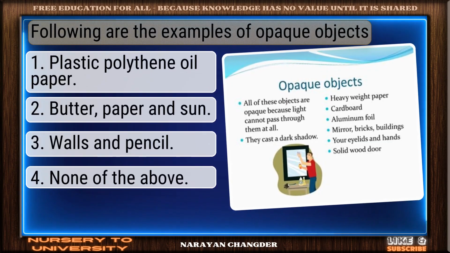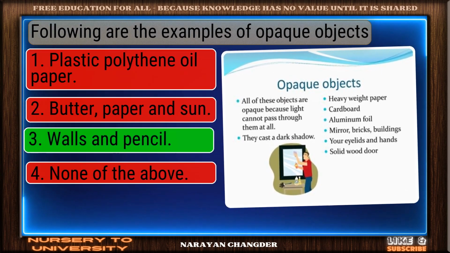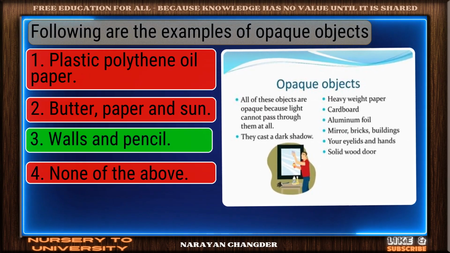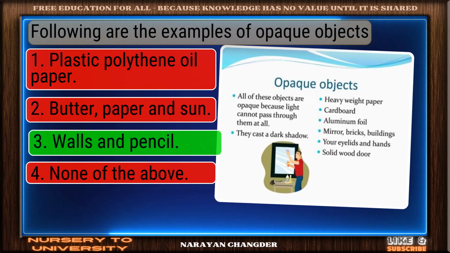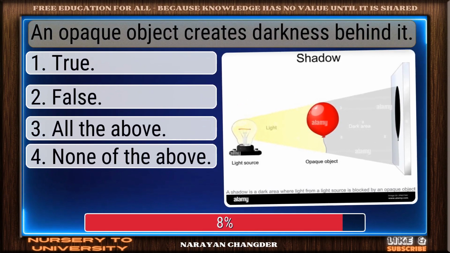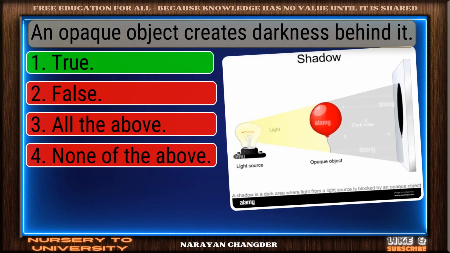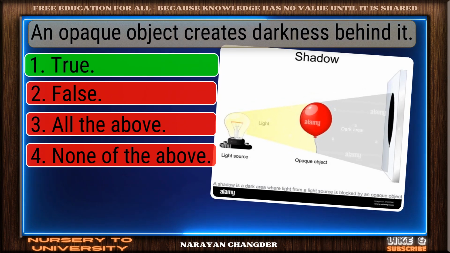Following are the examples of opaque objects. Smart move. Walls and pencil is an accurate answer. An opaque object creates darkness behind it. Well reasoned. True is the correct choice.